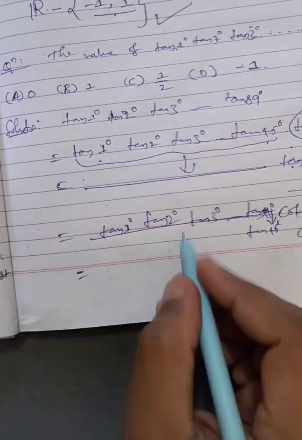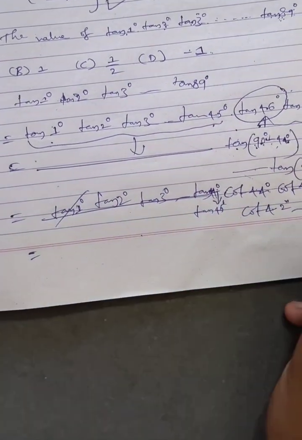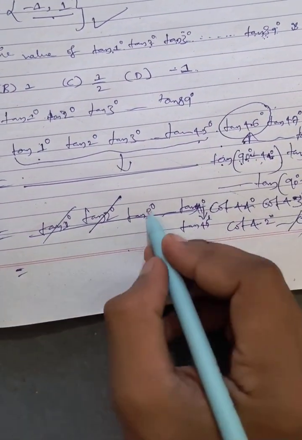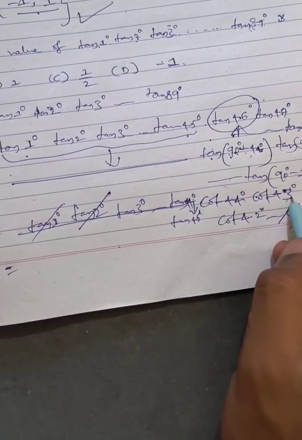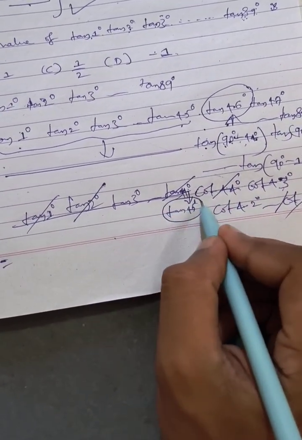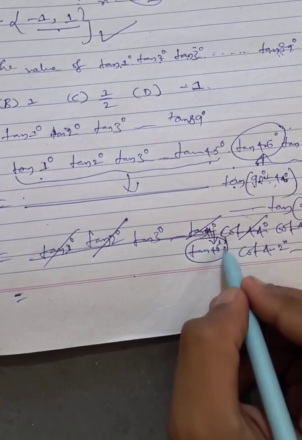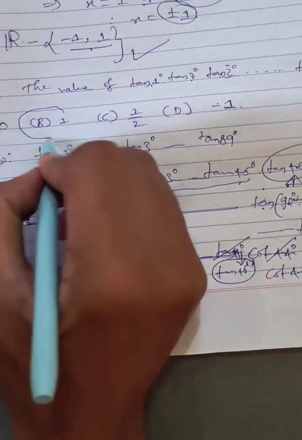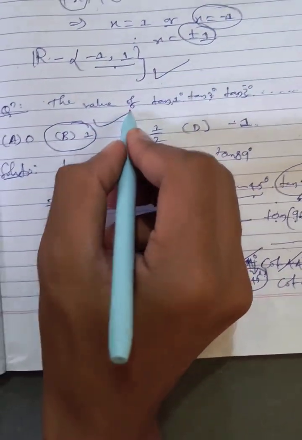So this becomes tan 1 degree, cot 1 degree; tan 2 degree, cot 2 degree, which cancel. Similarly all the terms get cancelled up to tan 44 degree, cot 44 degree. So we are left with only tan 45 degree. The value of tan 45 is 1. So that is the required answer. Option B is the correct one here. Is it clear, students? Okay, next question.